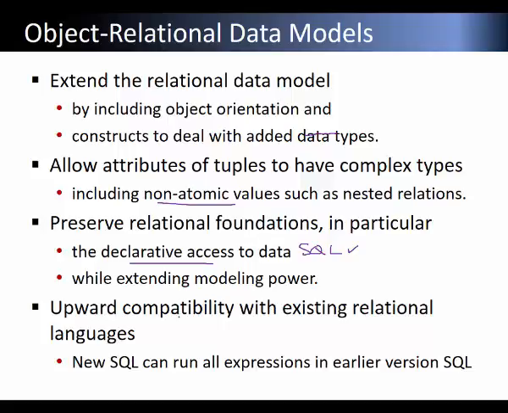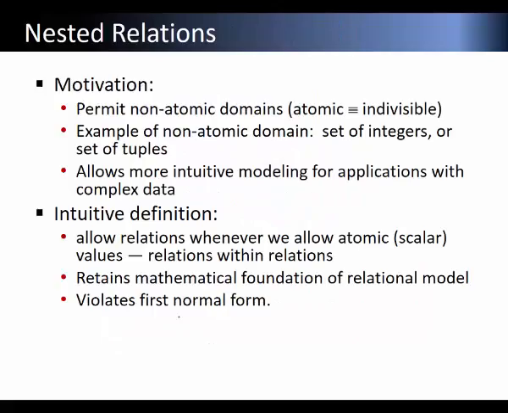Upward compatibility is possible, which means the object relational database comes after the relational database. So an object relational database can include all the features of a relational database, which is good. Although we install the Oracle object relational database engine, you can still practice pure relational database. Nested relations are possible in object orientation.